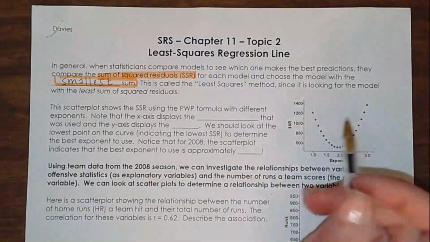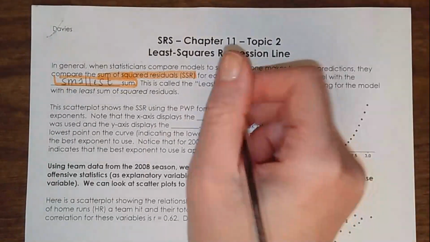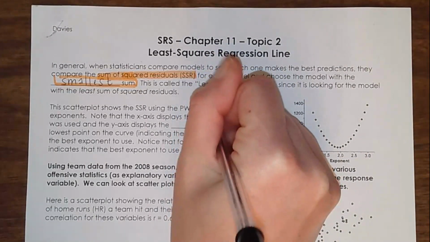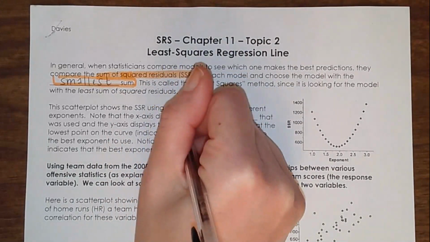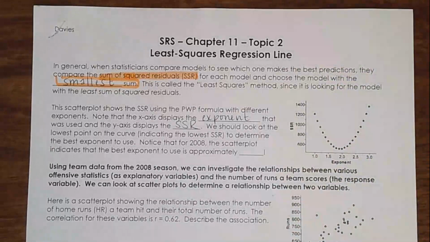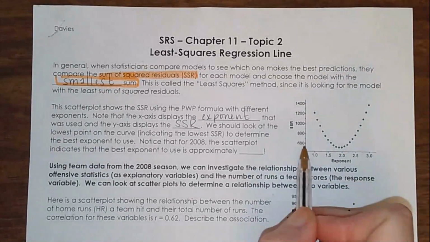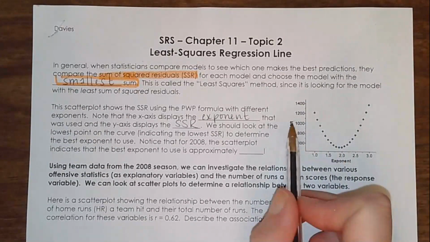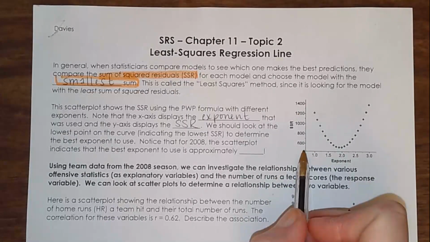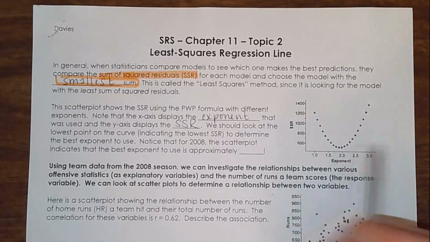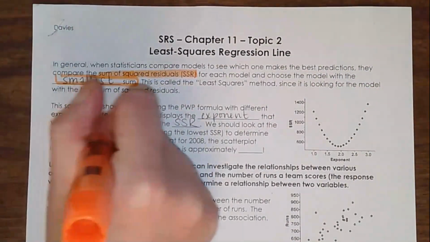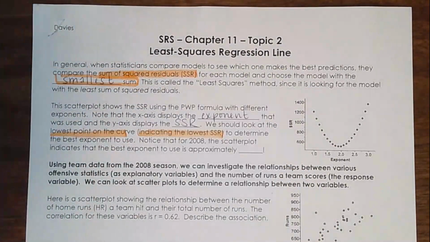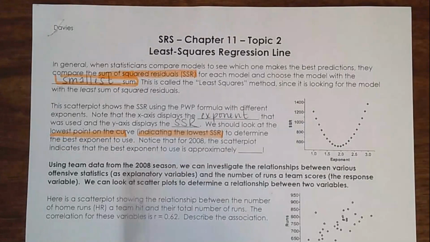So notice the x-axis here displays the exponent that was used, and the y-axis displays your sum of squared residuals, which we'll just abbreviate with SSR. We should look at the lowest point on the curve, because the lowest point on the curve will give us the one with the smallest sum. Since our y values are the sum of squared residuals, it gives us the smallest sum. So we're going to look at the lowest point on the curve, indicating the lowest SSR, to determine the best exponent.